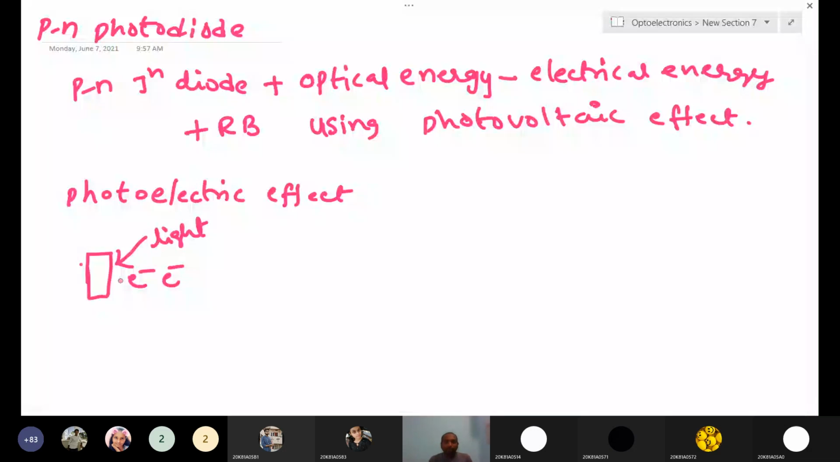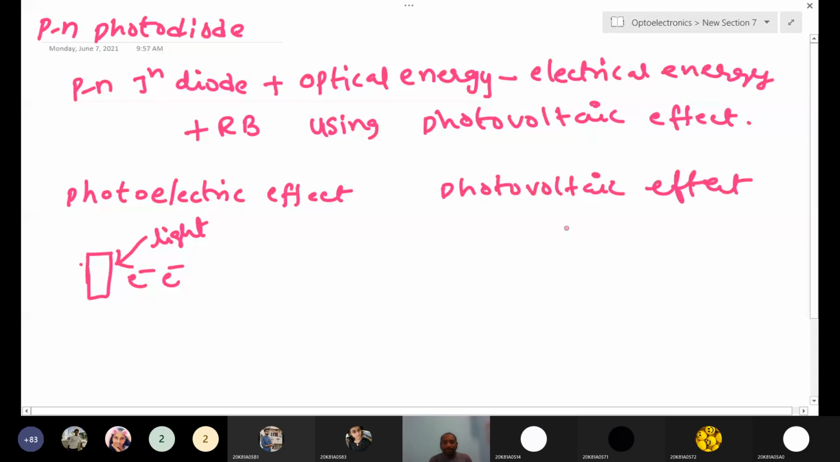But in the photovoltaic effect, it is the same phenomenon, but here the electrons will stay within the material only. Here also you are shining light, and electrons are generated, but these electrons do not leave the material or semiconductor, whatever you can say. So this is the difference between photoelectric and photovoltaic.